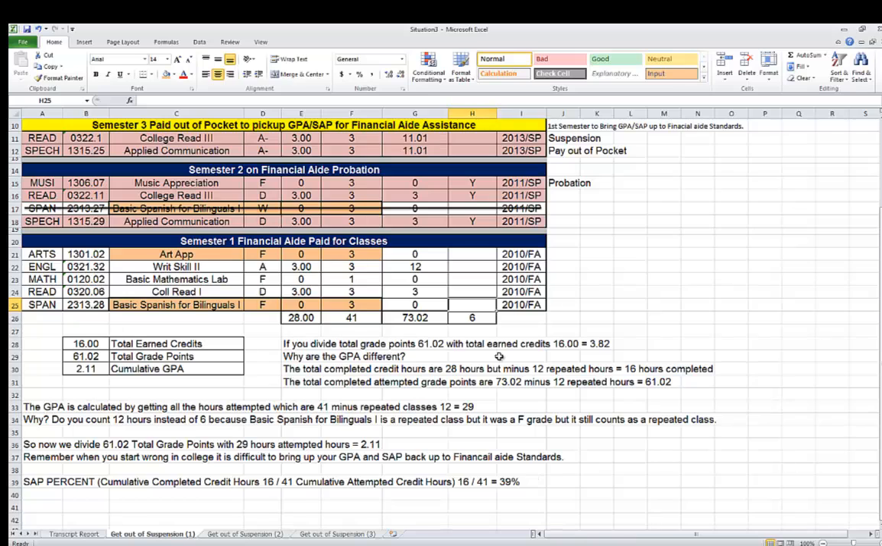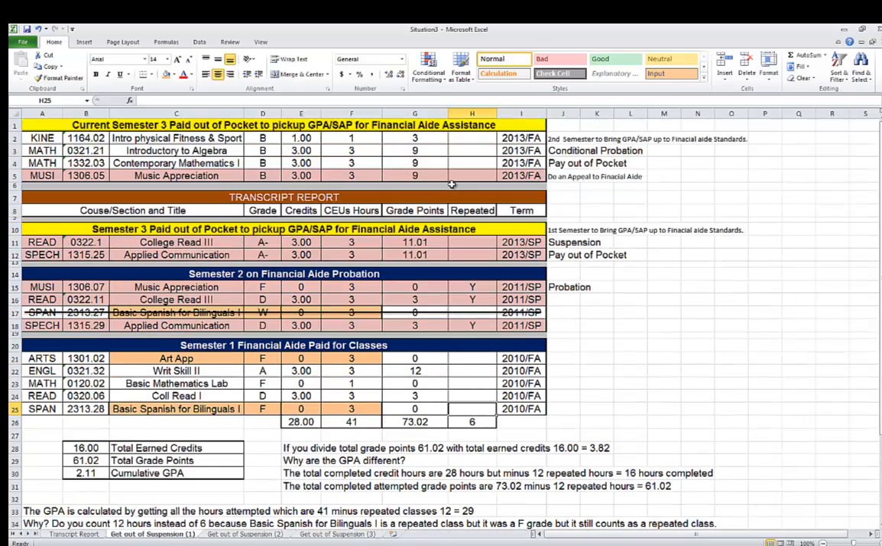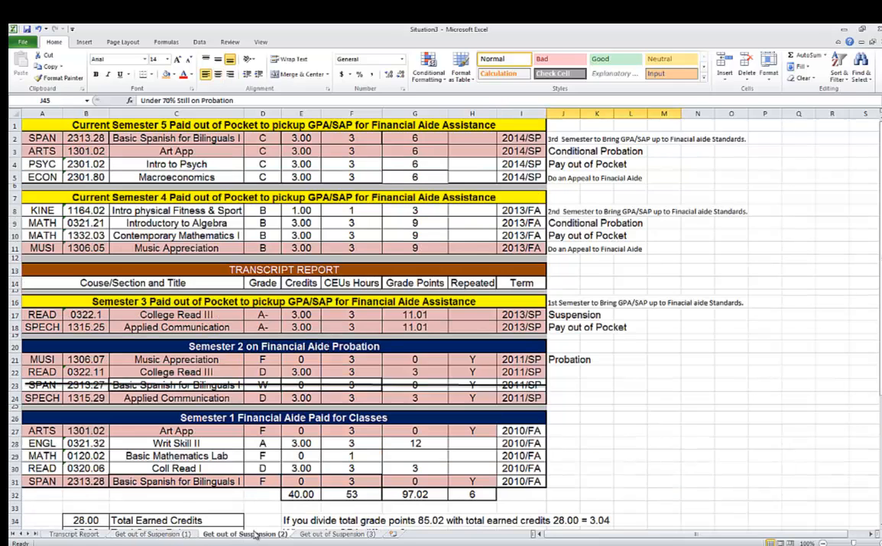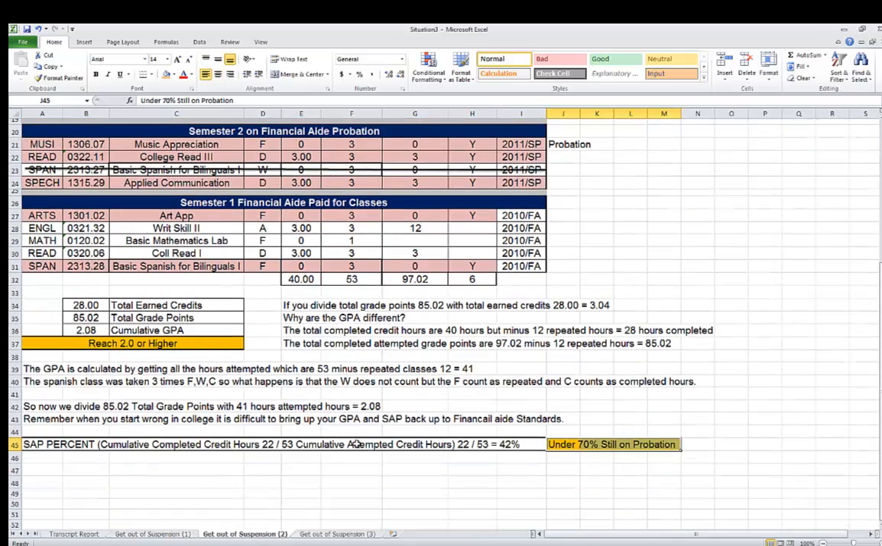Now this student is going to attempt another semester, which is a third semester, and in my next video I will explain how this person will bring up her SAP to 42%, but the GPA goes down.